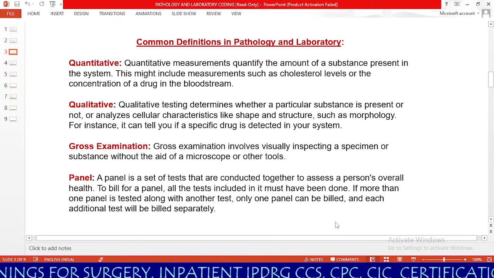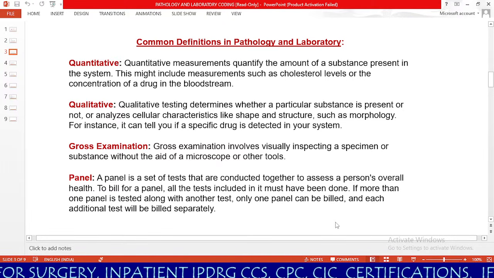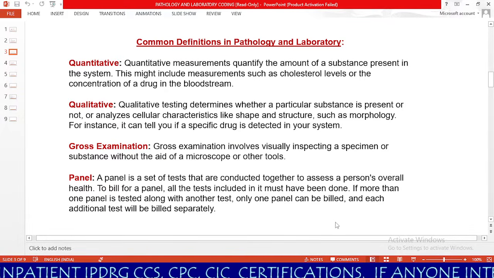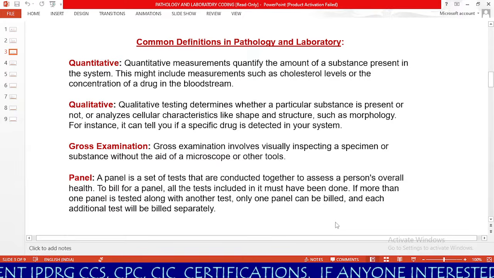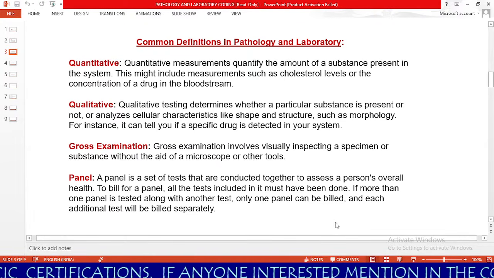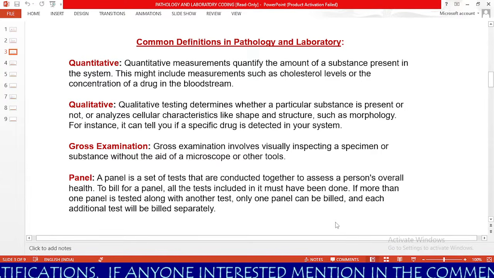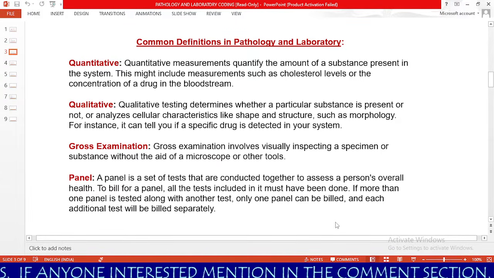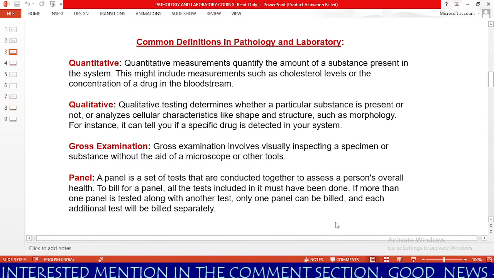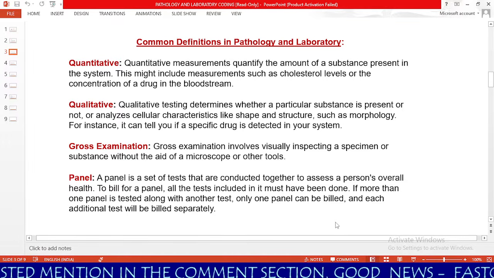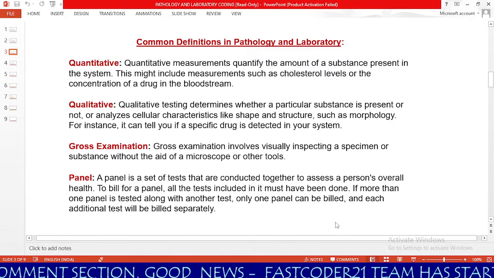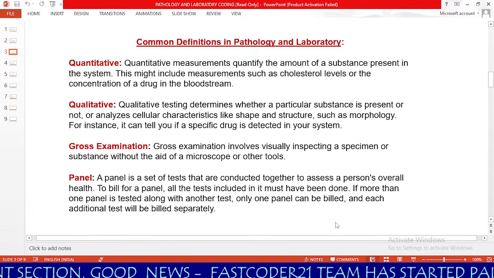Next one is panel. A panel is a set of tests that are conducted together to assess a person's overall health. A panel contains multiple tests. In order to find the person's overall health, the physician will perform panel testing. In order to code the complete panel, we need to identify whether the physician has performed all the panel tests or not. If more than one panel is tested along with another test, we need to code the other test separately along with the complete panel.